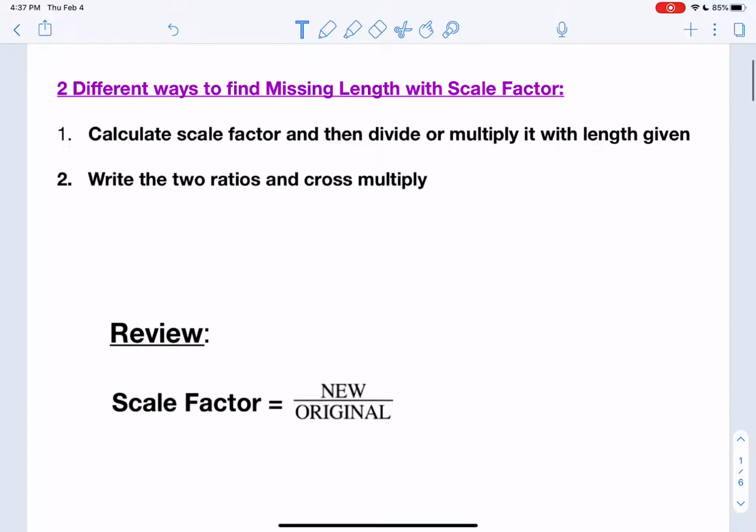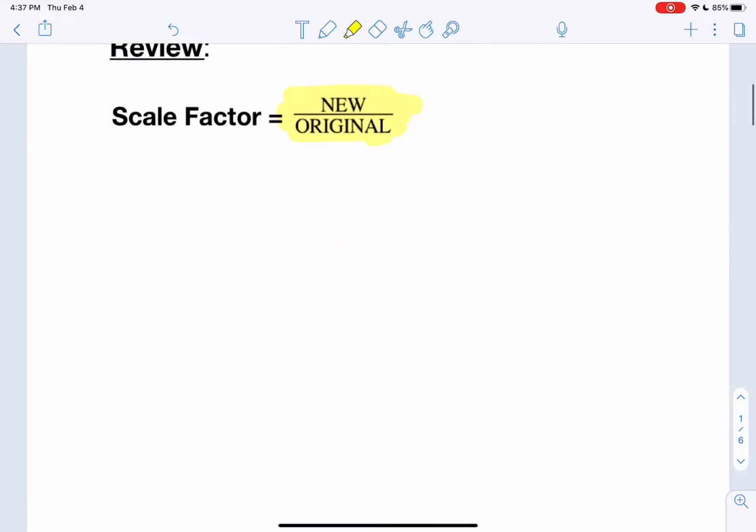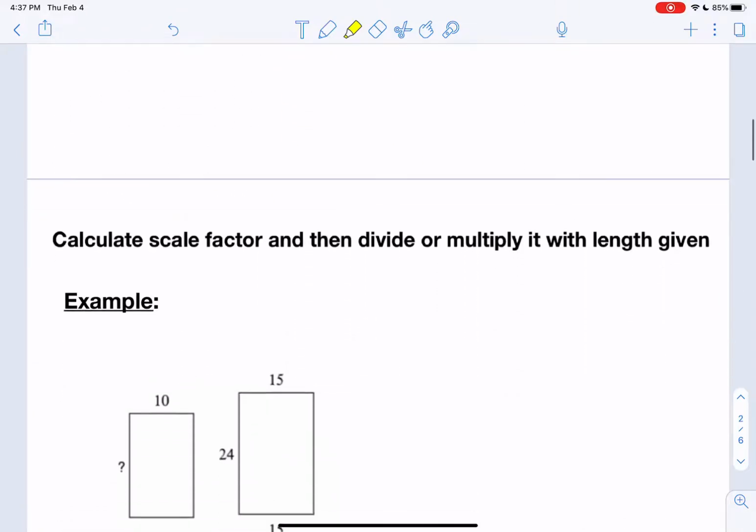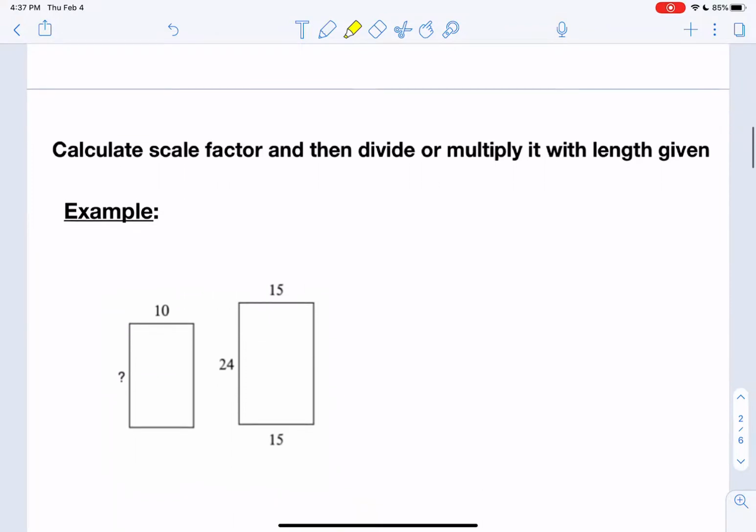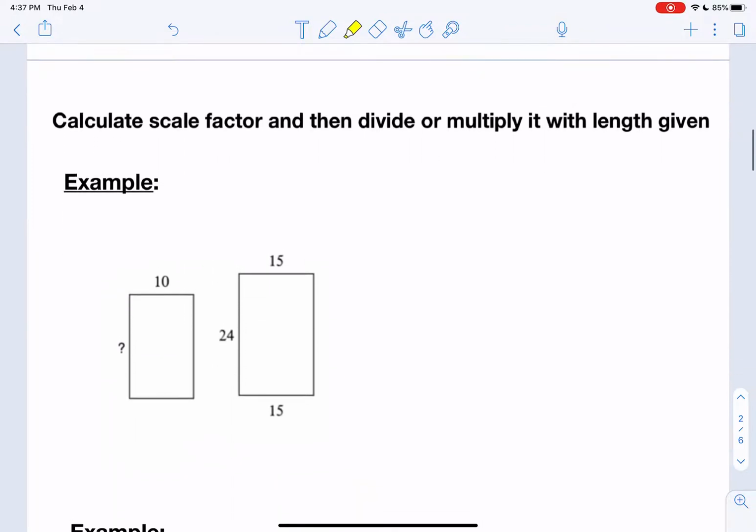Now, let's review. The scale factor is new divided by original. Okay? Let's go ahead and take a look at our first problem. Calculate the scale factor and then divide or multiply it with the length given.